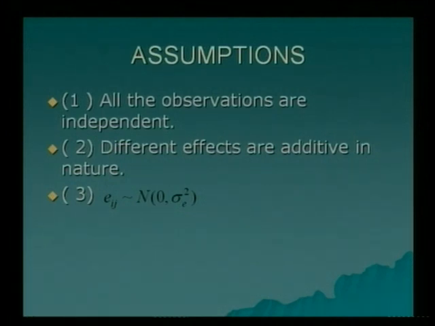These are the assumptions that we make for one-way classified data. Number 1, all the observations are independent. Number 2, different effects are additive in nature. And number 3, eij, that is the error component, follows a normal distribution with mean 0 and variance sigma square e.